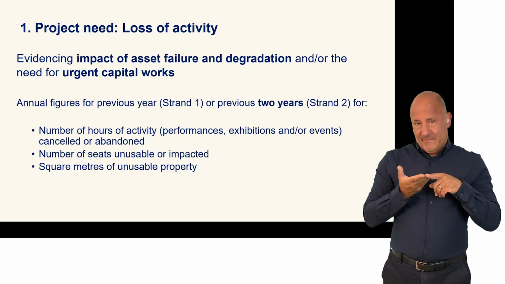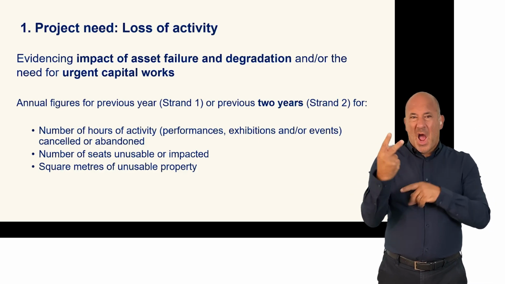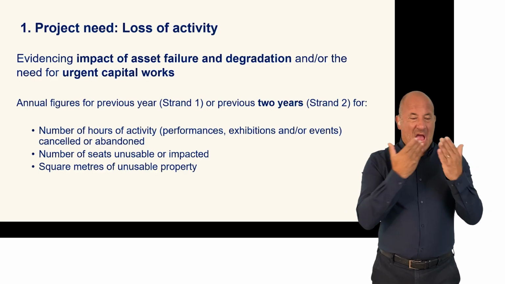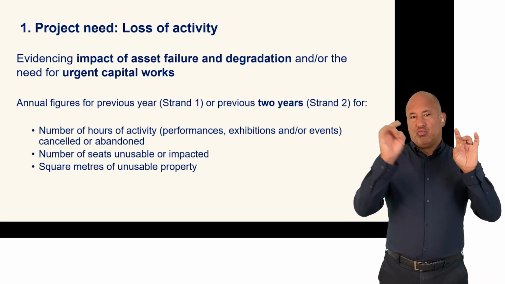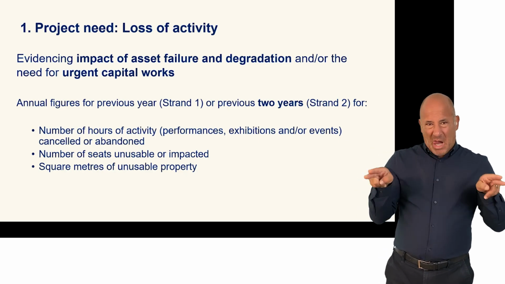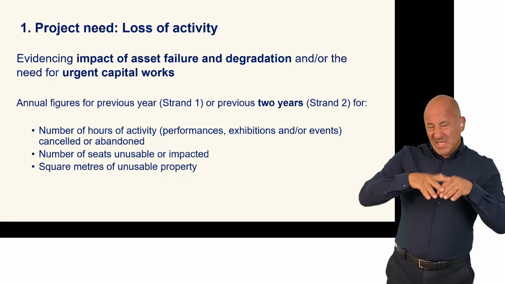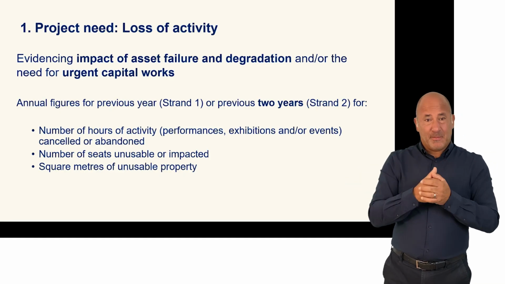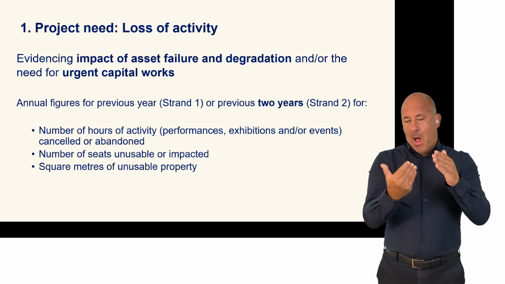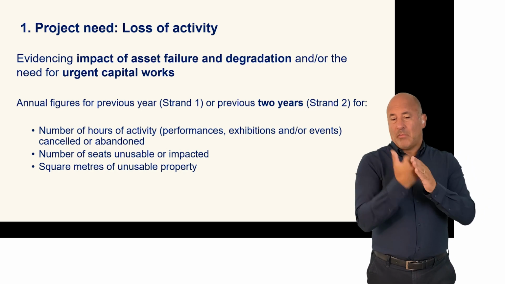So it's annual figures for 1 year for Strand 1 and 2 years for Strand 2 for the number of hours of activity, that is performances, exhibitions or events cancelled or abandoned, the number of seats that have been unusable or impacted, and the area in square meters of unusable space. If you are offered a grant, as part of evaluating the project, you will be asked to update us on these figures for the years during and following your project.